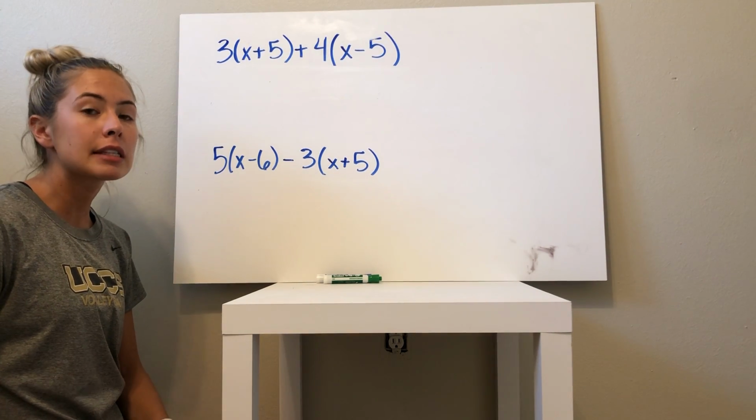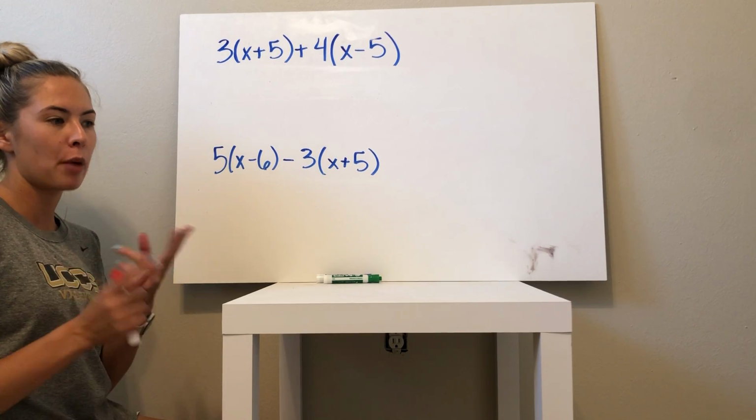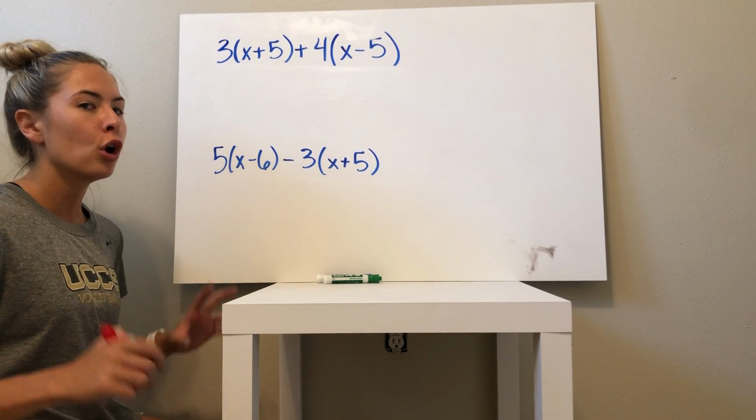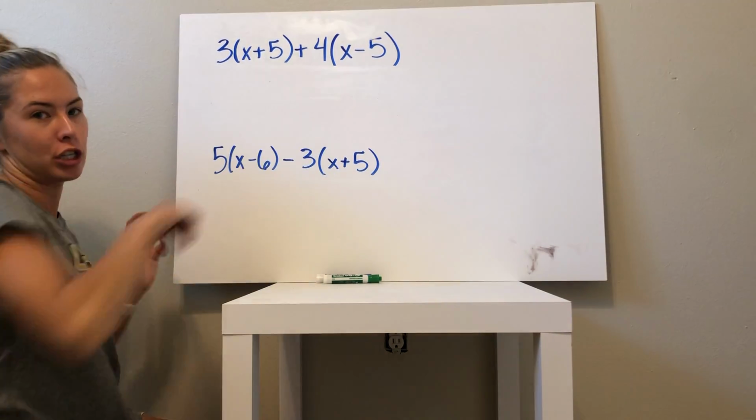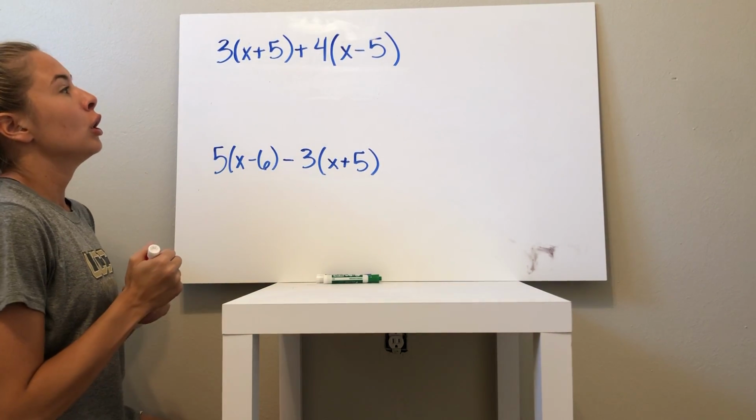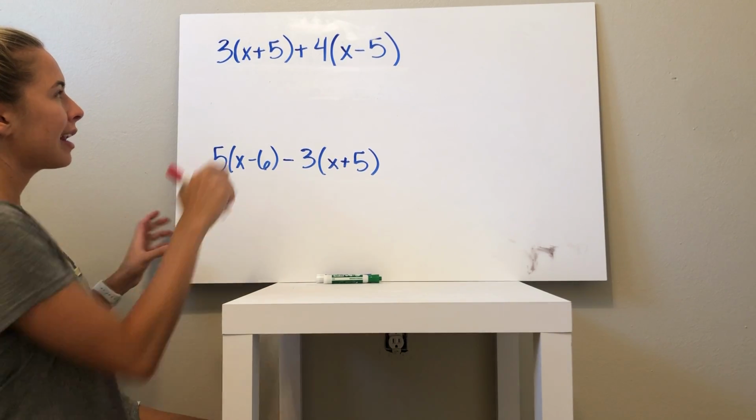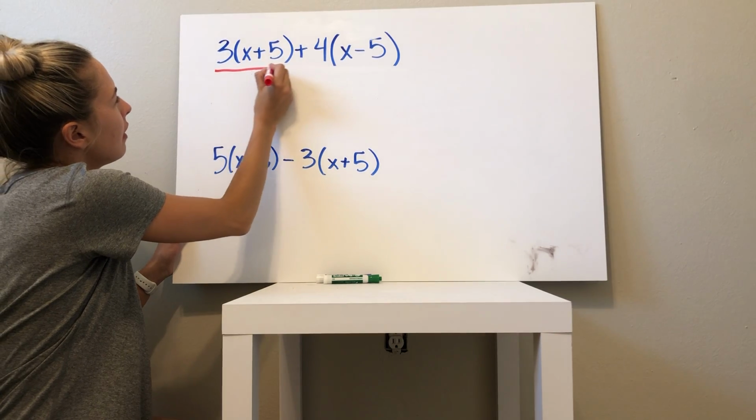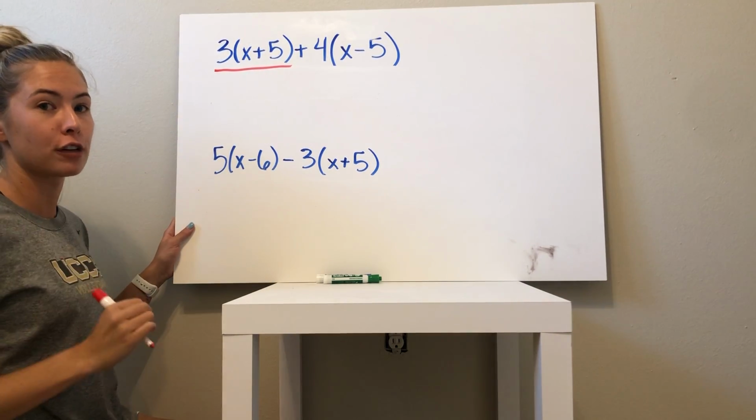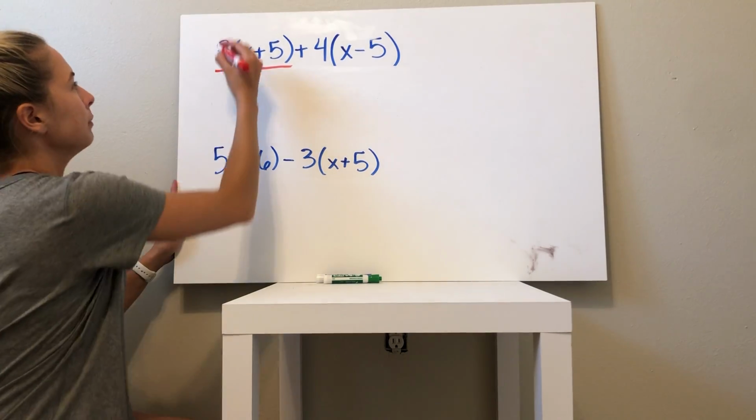Okay, so in this lesson we're going to use everything that we've learned so far, the distributive property and combining like terms. We're going to use that together to simplify this expression, okay? So we're going to take it one step at a time, and instead of looking at this expression as a whole, we're just going to look at this portion for our first step. So we're going to use the distributive property like we have before.